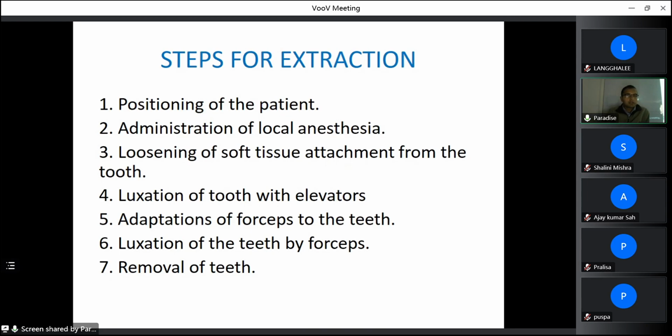Never prescribe antibiotics in all cases. If there is infection, if there is pus, if a lymph node is palpable, tender, inflammatory, if due to inflammation the submental lymph node is palpable, then you have to prescribe the antibiotic. Otherwise, in routine extraction, you don't have to prescribe any antibiotics. Only painkiller and mouthwash is sufficient.